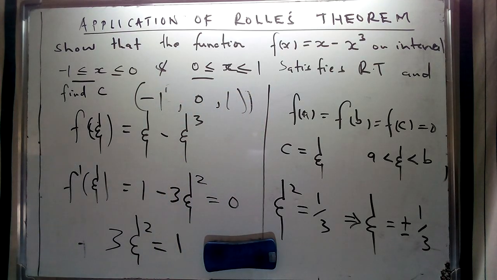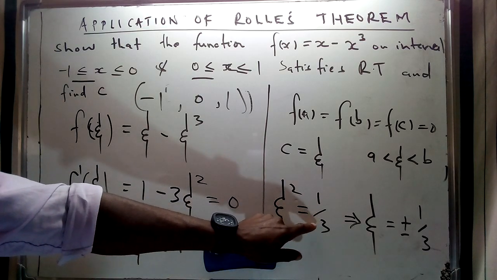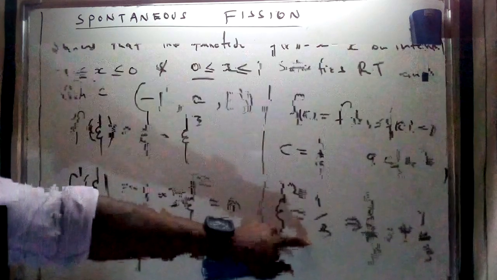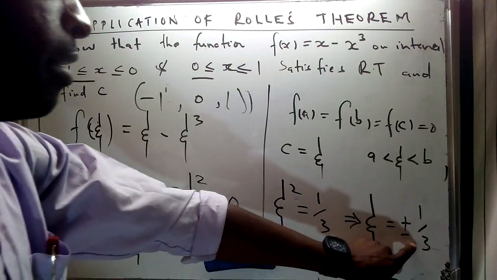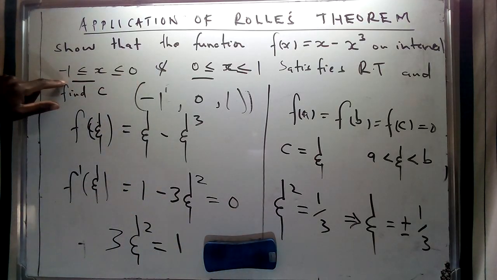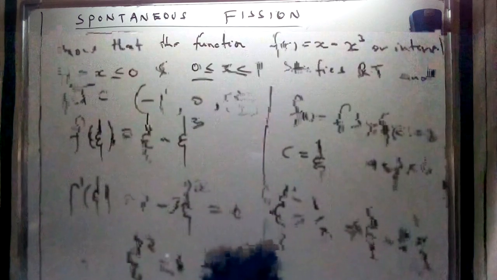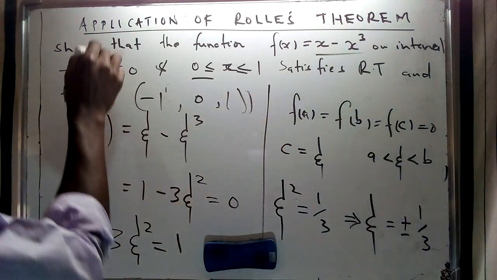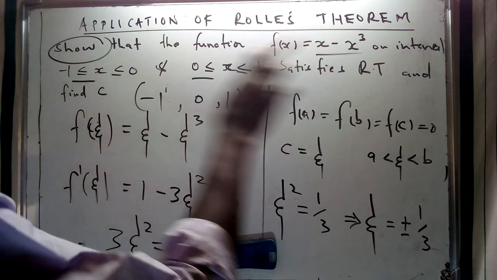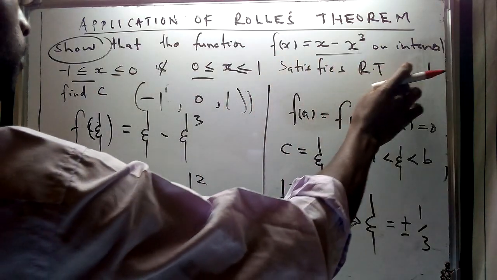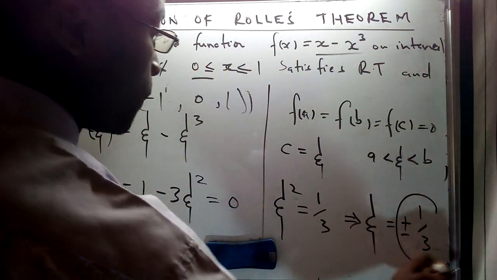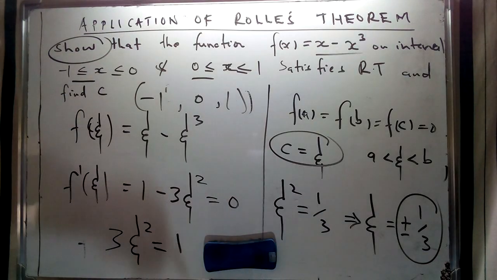And of course, we see that this satisfies the second condition for Rolle's theorem, as these values fall within the confines of the interval. So we have shown that this specific function satisfies Rolle's theorem within this interval. And secondly, that it satisfies Rolle's theorem, and we have found the value of this constant c to be positive a third and negative a third.